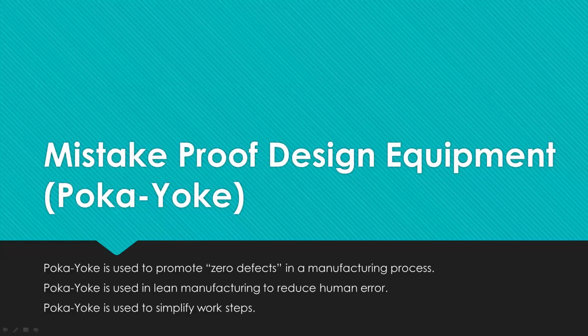So this video is about Poka-Yoke, and Poka-Yoke is just a mistake-proof design equipment. It's used to promote zero defects in manufacturing process, and it's used in lean manufacturing to reduce human error. Basically, in very simple terms, it's just used to simplify work steps.